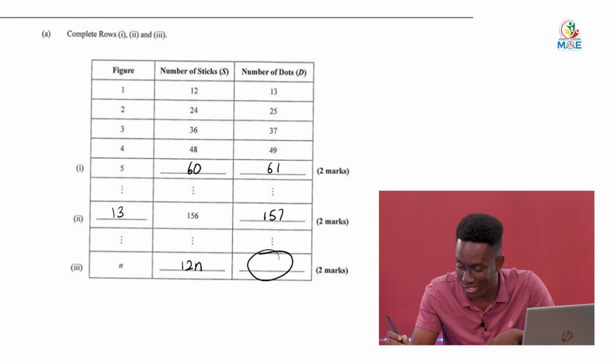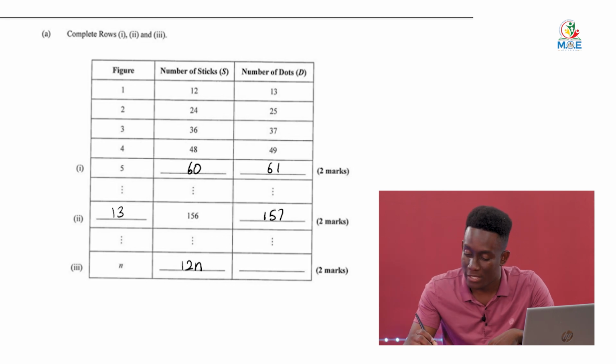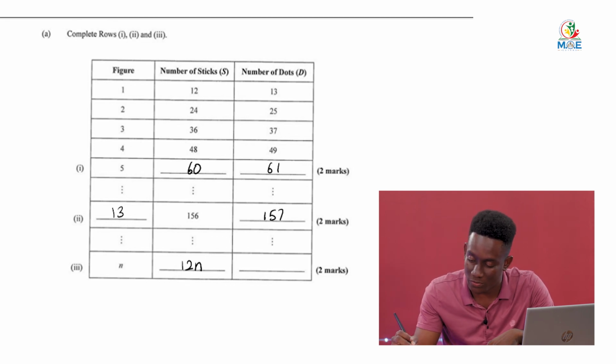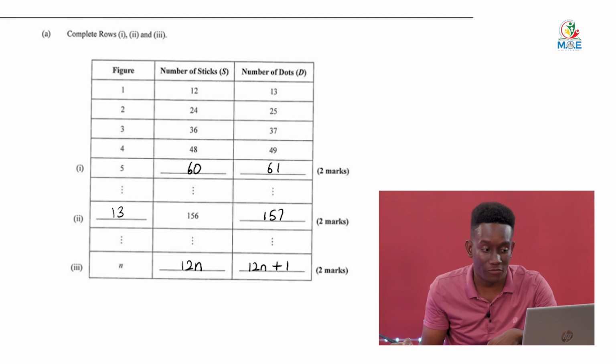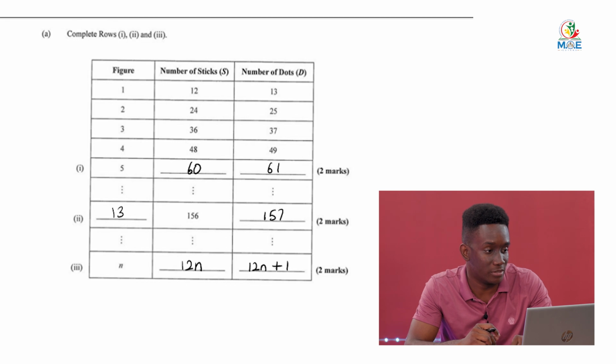And to get this one here, this is probably one of the easiest ones that we look at so far. We just add 1 to this one here. So this would be 12n plus 1. And you get all of the marks there. So let's move on. And that is how we complete this table.